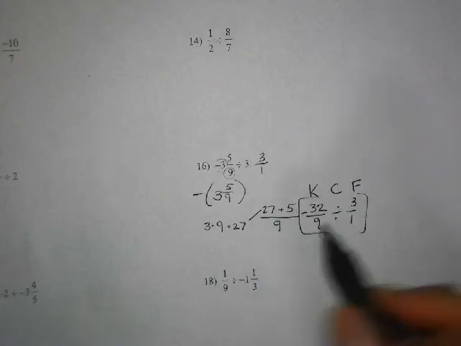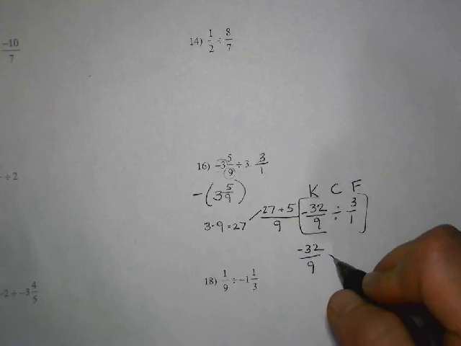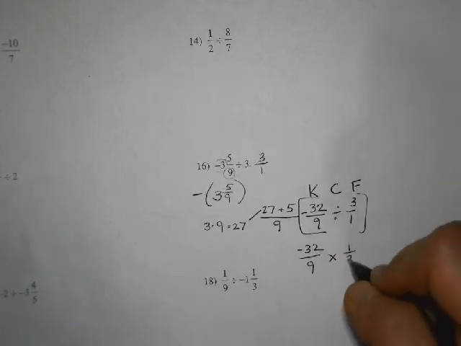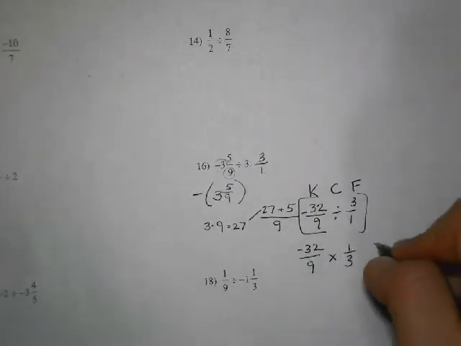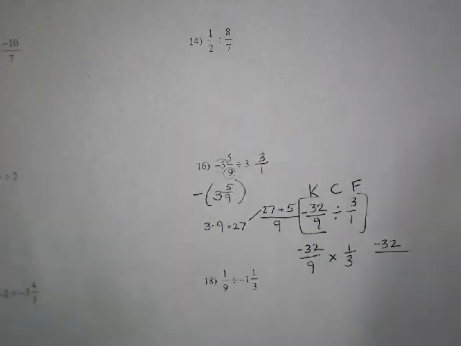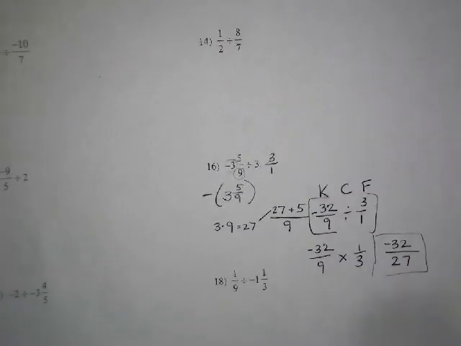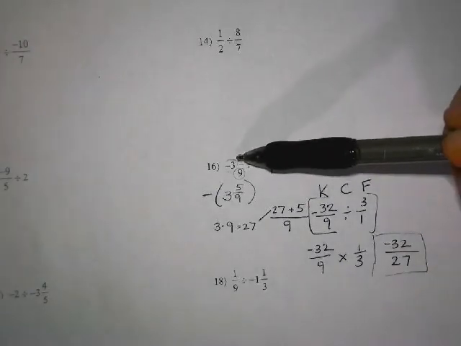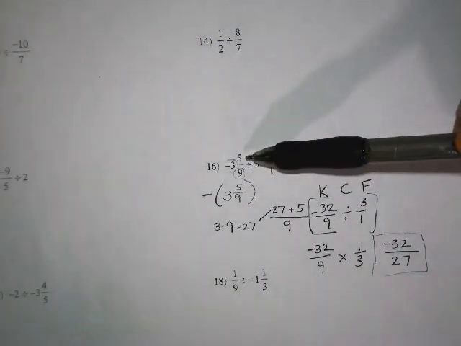We're going to keep negative 32 over 9. We're going to change our division to multiplication, and we're going to flip 3 over 1 to 1 over 3. And now negative 32 times 1, nice and easy, negative 32. And 9 times 3 is 27. And that is the answer. So remember, when you're using mixed numbers, you're going to have one more step, right? You're going to multiply this whole number by the denominator and then add it to the numerator.